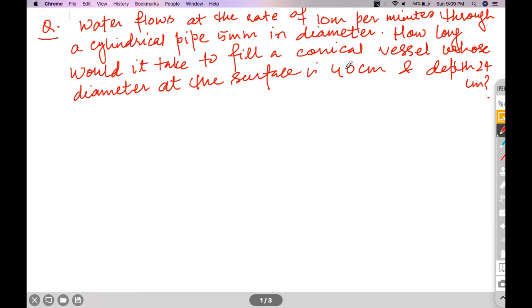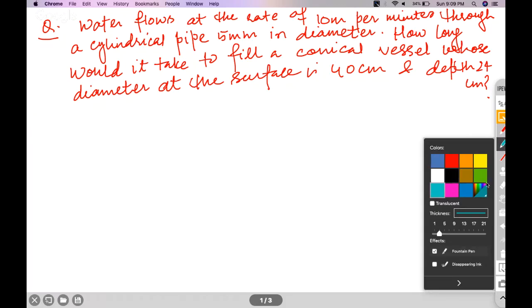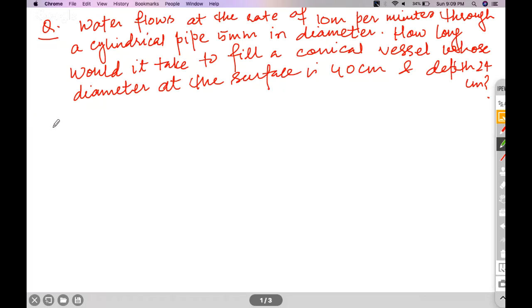Okay, so let me solve this question because I have to start a new class now. So the answer of this question is: water flows at a rate of 10 meter per minute through a pipe 5 millimeter in diameter. So how long will it take?